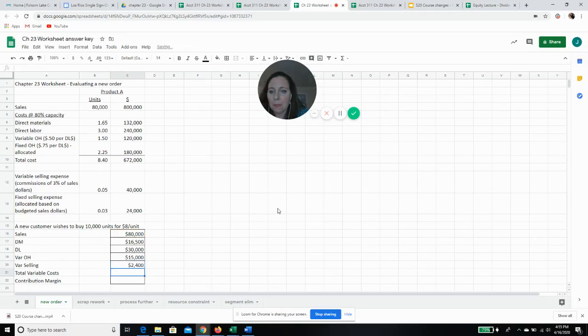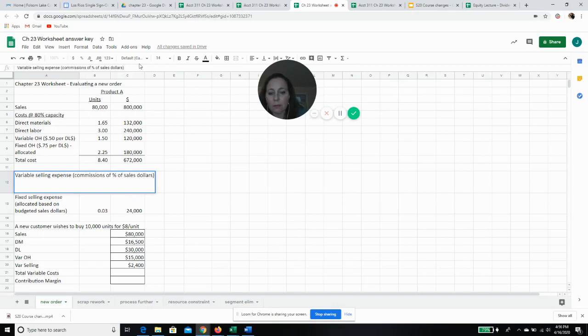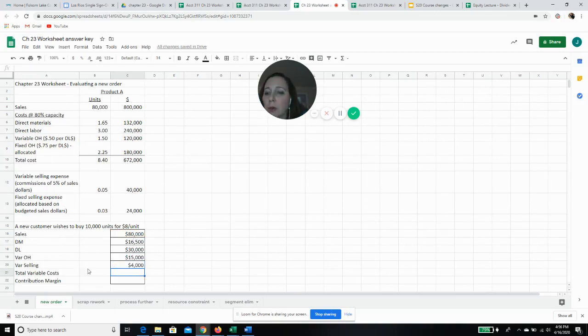And our variable selling is going to be our selling costs times 0.03. The 5 cents per unit is assuming we're selling at $10 a unit because commissions are 3% of sales. And I think commissions are supposed to be 5% of sales. I think that would make more sense. Yeah, that's going to make more sense. So then this is going to be our incremental sales times 0.05, because we pay commissions of 5% of the sales dollars. All right, so then we're going to add up our variable costs.